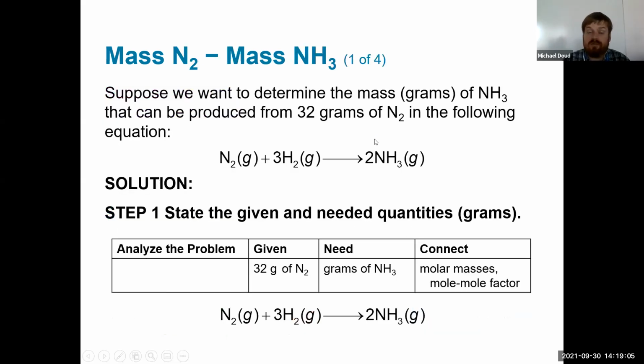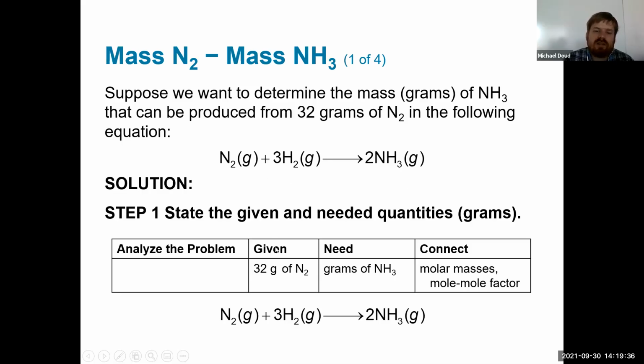Okay, let me give you an example calculation that we'll put in our notes, and then we'll do the sample exercise calculation. So here we go. Suppose we want to determine the mass in grams of ammonia that can be produced from 32 grams of nitrogen in the following equation. We have nitrogen plus 3 hydrogen react to form 2 ammonia. So 1 mole of nitrogen plus 3 moles of hydrogen react to form 2 moles of ammonia.